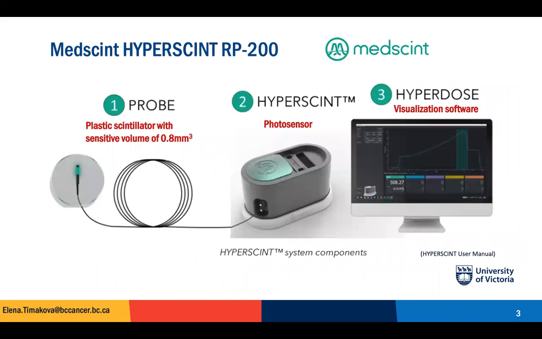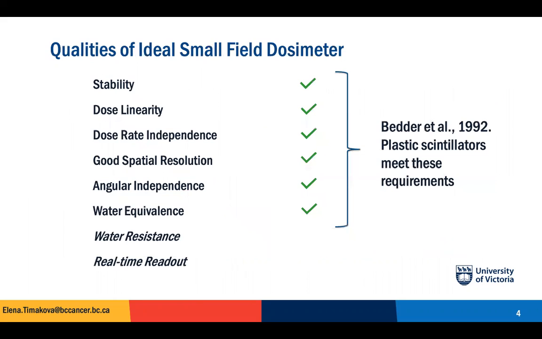A novel scintillation-based dosimetry system, the Hyperscint RP200, developed by Medscint, has a sensitive volume of only 0.8 millimeters cubed, and it has a density similar to that of water, thus potentially resolving the fluence perturbation effects and also offering high spatial resolution. In this work, the Hyperscint RP200 was characterized for important qualities of small field dosimeters as outlined by the IAEA Technical Report Series 483.